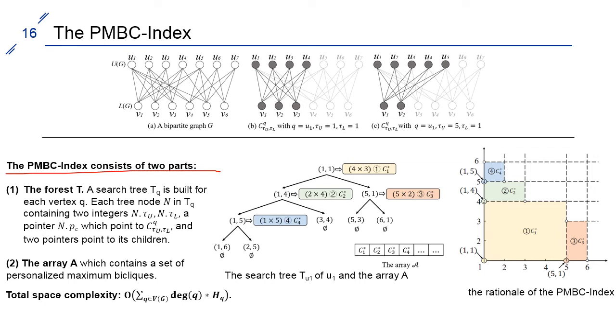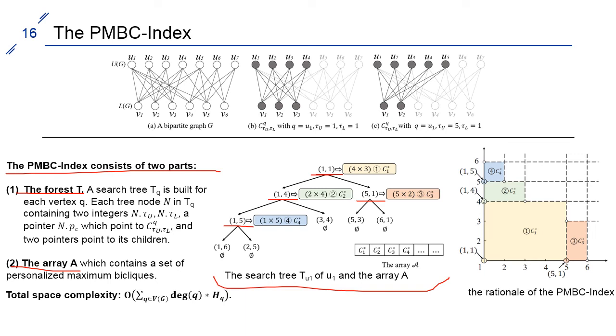The first part is the forest T, which contains a set of search trees. The second part is the array A, which contains a set of personalized maximum bicliques. And here is the example of the search tree T_U1 of U1 and a part of the array A. We can see each tree node firstly contains a pair of parameters, which is tau_U and tau_L. So the first tau_U and tau_L is 1, 1.